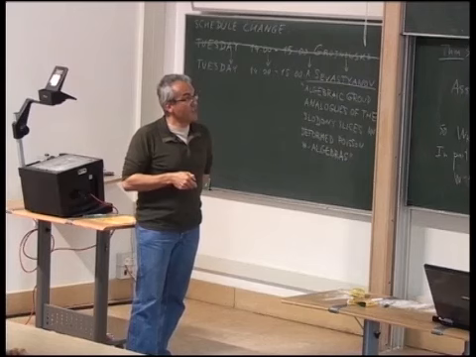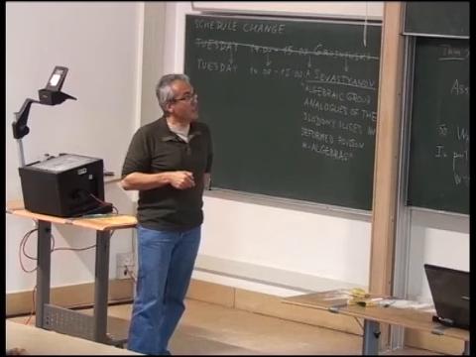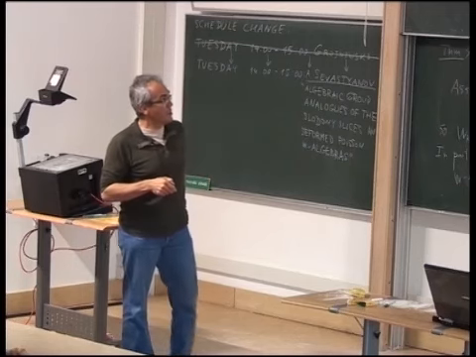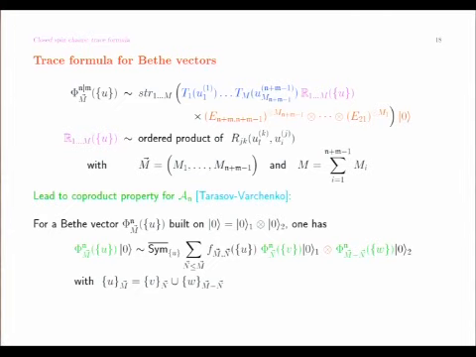Tarasov and Varchenko were able to show that there is a coproduct property for the Bethe vectors of this form. So if you take a representation which is a tensor product of two representations, then the Bethe vectors built for this state are just the tensor product of Bethe vectors built for these two states, up to a summation on n and m.